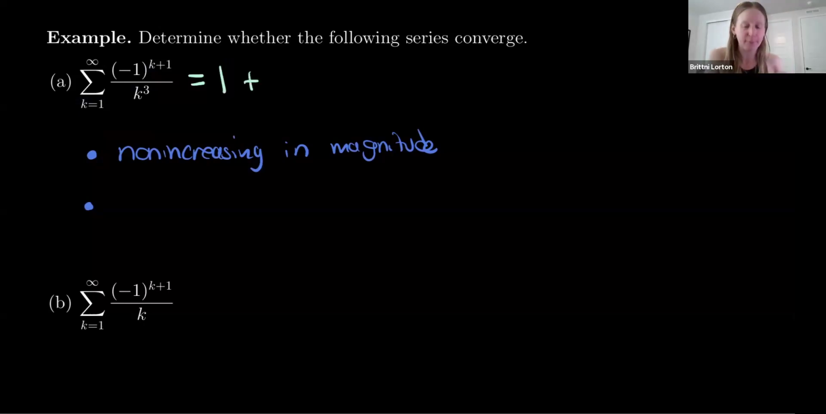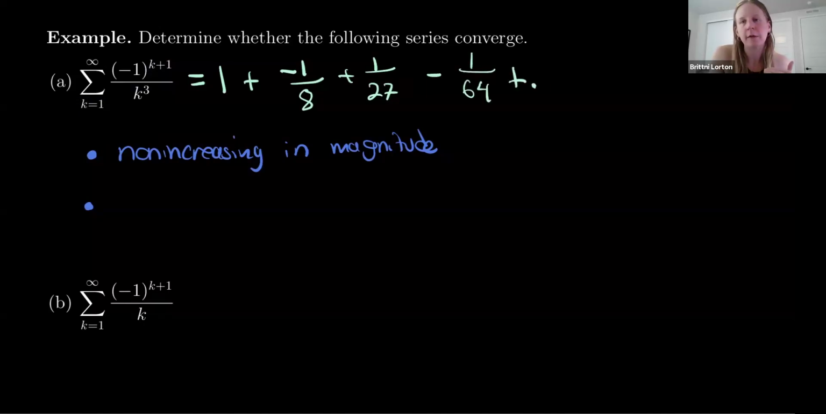Cool. Plus, and then if I plugged in 2, 2 plus 1 is 3. And so -1 cubed is definitely -1 over 2 cubed. And then plus, the next one would have been a +1 over 3 cubed, and 3 cubed, sorry, is 27. And then the next one would have been a -1 over 64, and you can imagine that forever.